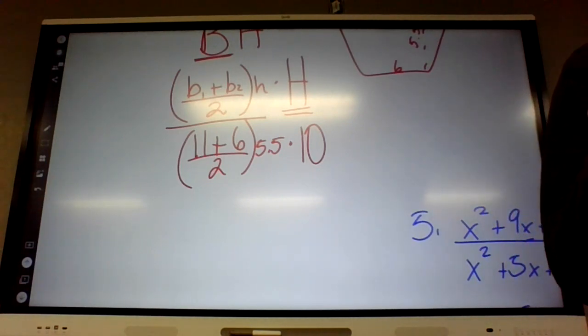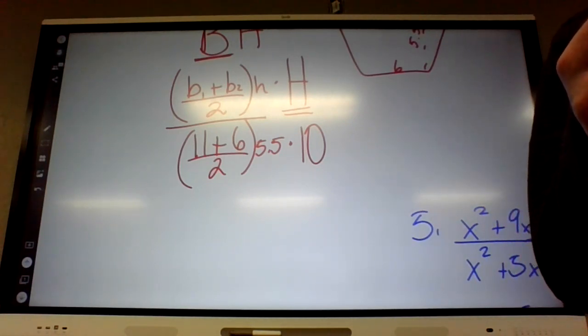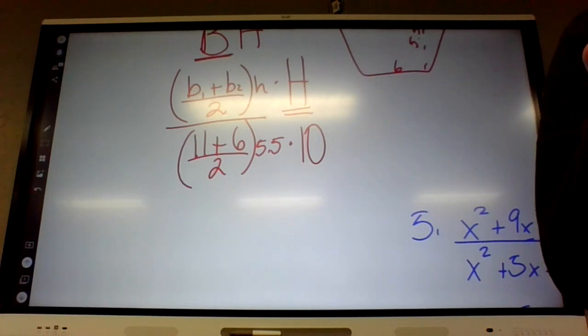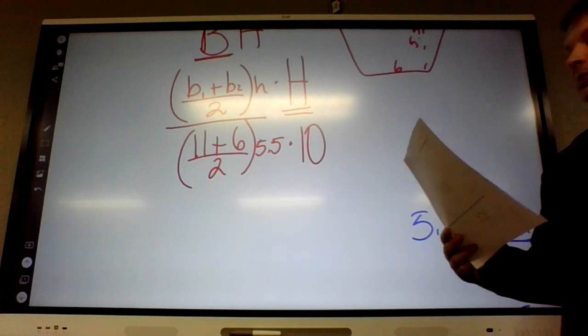Shh, number 9. Okay, 9 is a cylinder, so we have to do pi r squared h. What's the r for number 9?